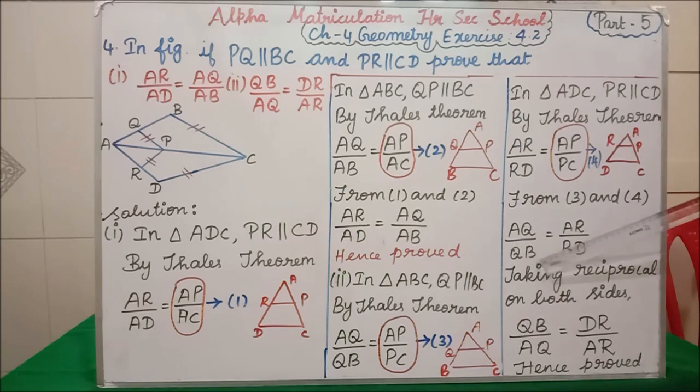But this QB we want in the numerator, that only we want to prove. This AQ we want in the denominator. So what we are going to do? We are taking reciprocal on both sides. So when we are taking reciprocal, this QB will go up, this AQ will come down. Similarly, this DR will go up and AR will come down. So QB divided by AQ is equal to DR divided by AR. Hence proved. This is a very simple problem.